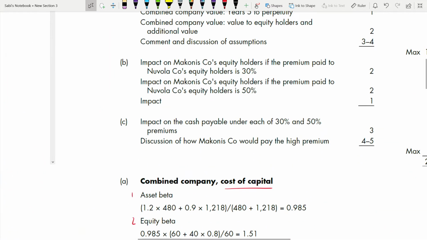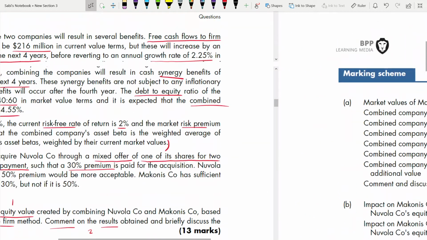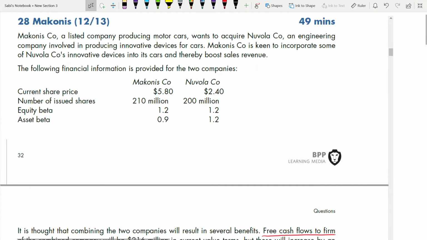So this combined company's asset beta we have to find, right? 1.2 into 480. That means we have to use this 0.9 and 1.2 for both the companies and add them. How are you getting that 480 for Nuvola? It is as simple as this: 200 multiplied by 2.4. And here it will be 210 multiplied by 5.8. You are getting 1218, and you are multiplying that by the asset beta, which is 0.9.